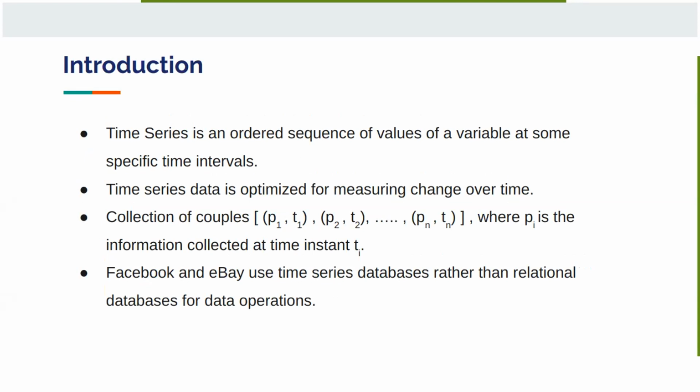A time series is an ordered sequence of values of a variable at specific time intervals. That means, as you can see, at this particular time, the value of this variable is this. So this data is optimized for measuring change over time. And some big organizations like Facebook and eBay are using time series databases rather than relational databases for data operations.